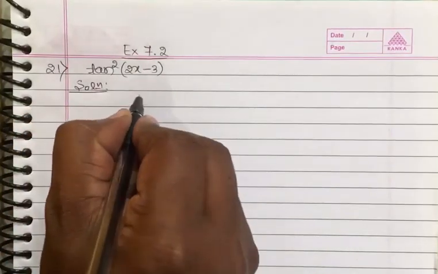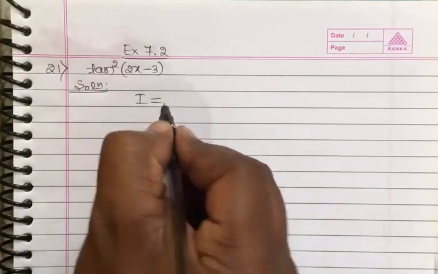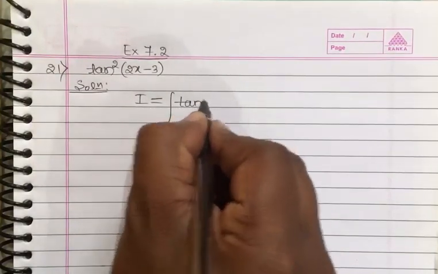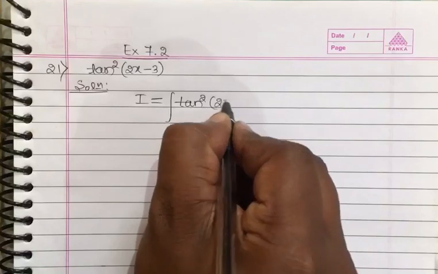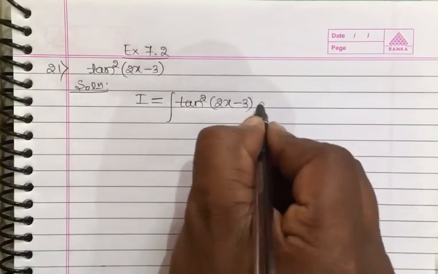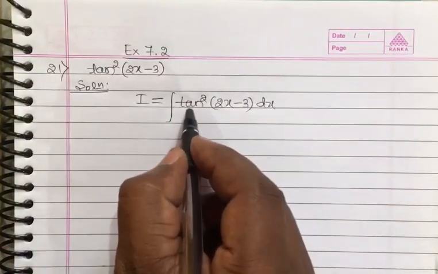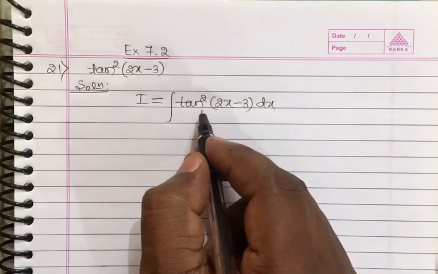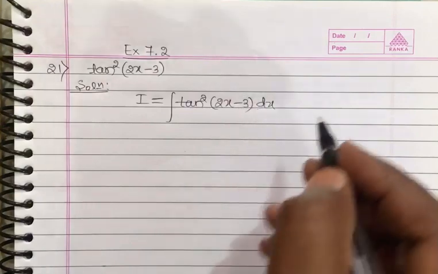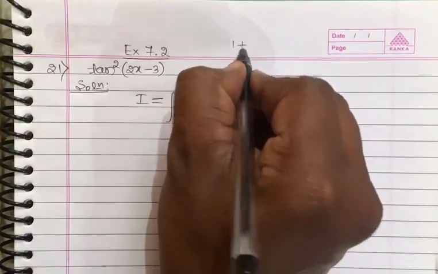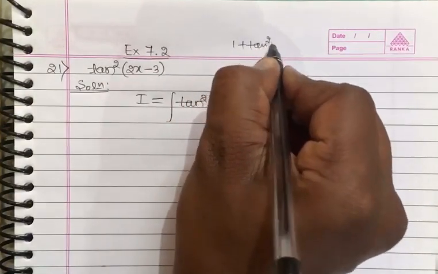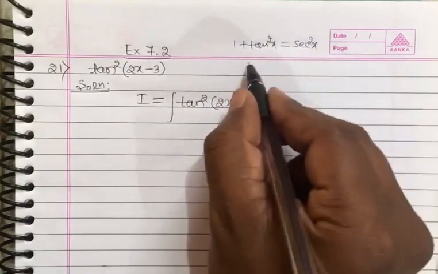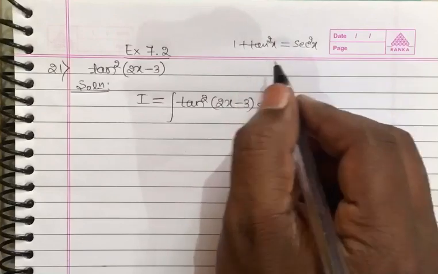Consider this as I, which is equal to integral tan square 2x minus 3 dx. Now tan square 2x minus 3 can be written as secant square 2x minus 3 minus 1, because 1 plus tan square x is equal to secant square x, from the basic identity of trigonometric functions.